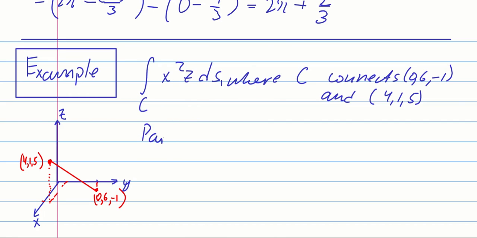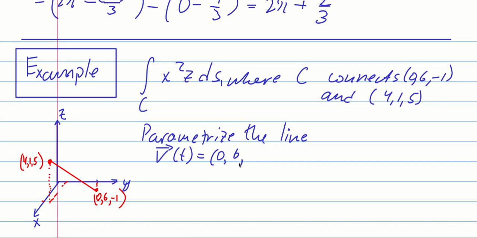So parameterize the line. We can use the vector equation of the line. So vector equation of the line, how can we do that? We can have a starting point, which is (0, 6, -1), plus t times the vector, where the vector is the difference between this vector and this vector, right?